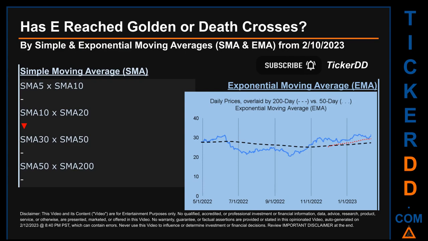Has price reached golden or death crosses? Golden cross and death cross are basic signals that compare average prices across two specified trade day ranges, a short-term versus a long-term range. For example, 5-day versus 10 trade days. Essentially, a golden cross is a bullish signal.